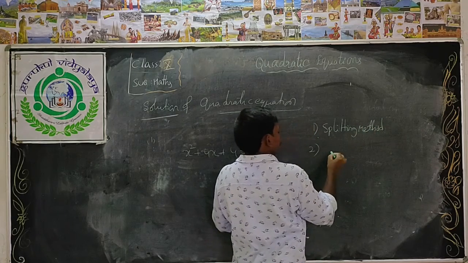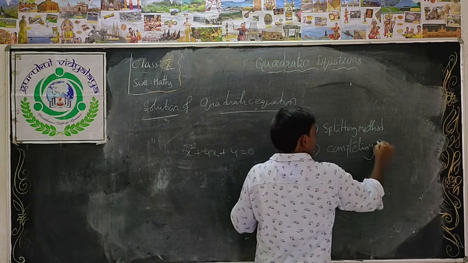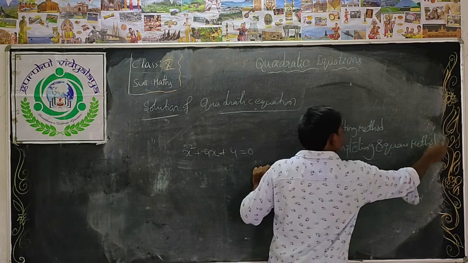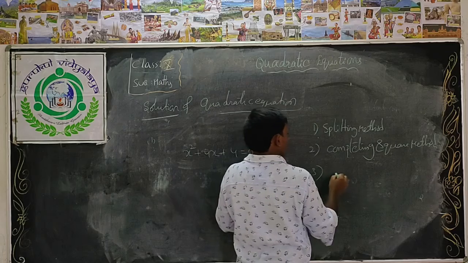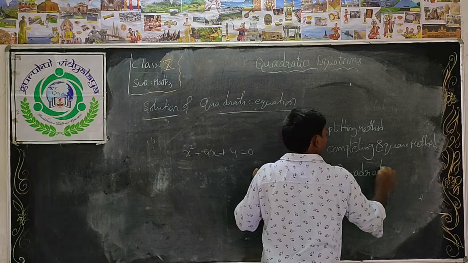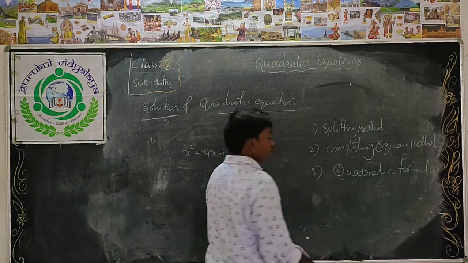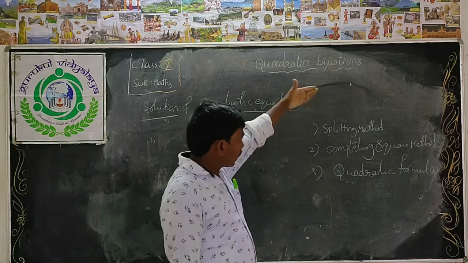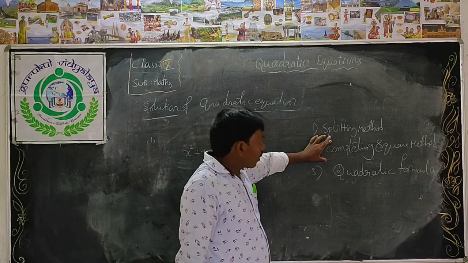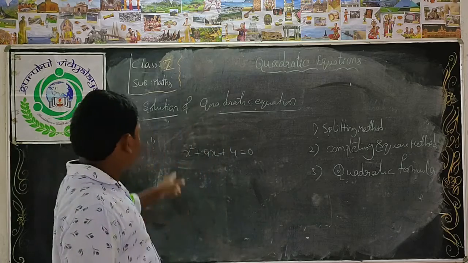The second one is completing square method, and the third one is quadratic formula. We can solve the quadratic equation by three different methods: splitting method, completing square method, and quadratic formula. The first is splitting method.